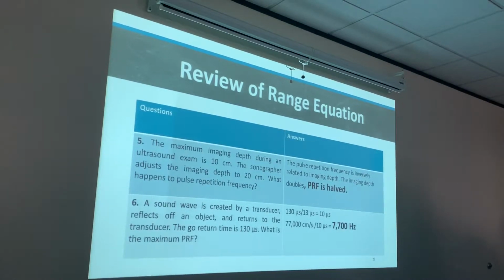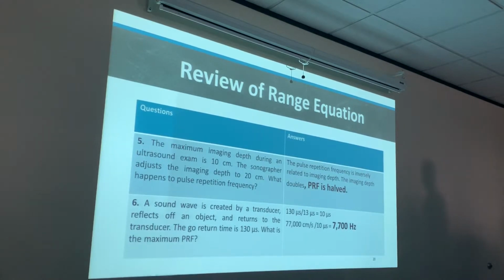We know the formula for PRF is 77,000 centimeters divided by the depth. Since it's giving us the go and return time, we have to determine the depth by applying our 13 microsecond rule. So we take our 130 microseconds divided by 13 microseconds, and that gives us our reflector depth. What is that? 10, exactly.